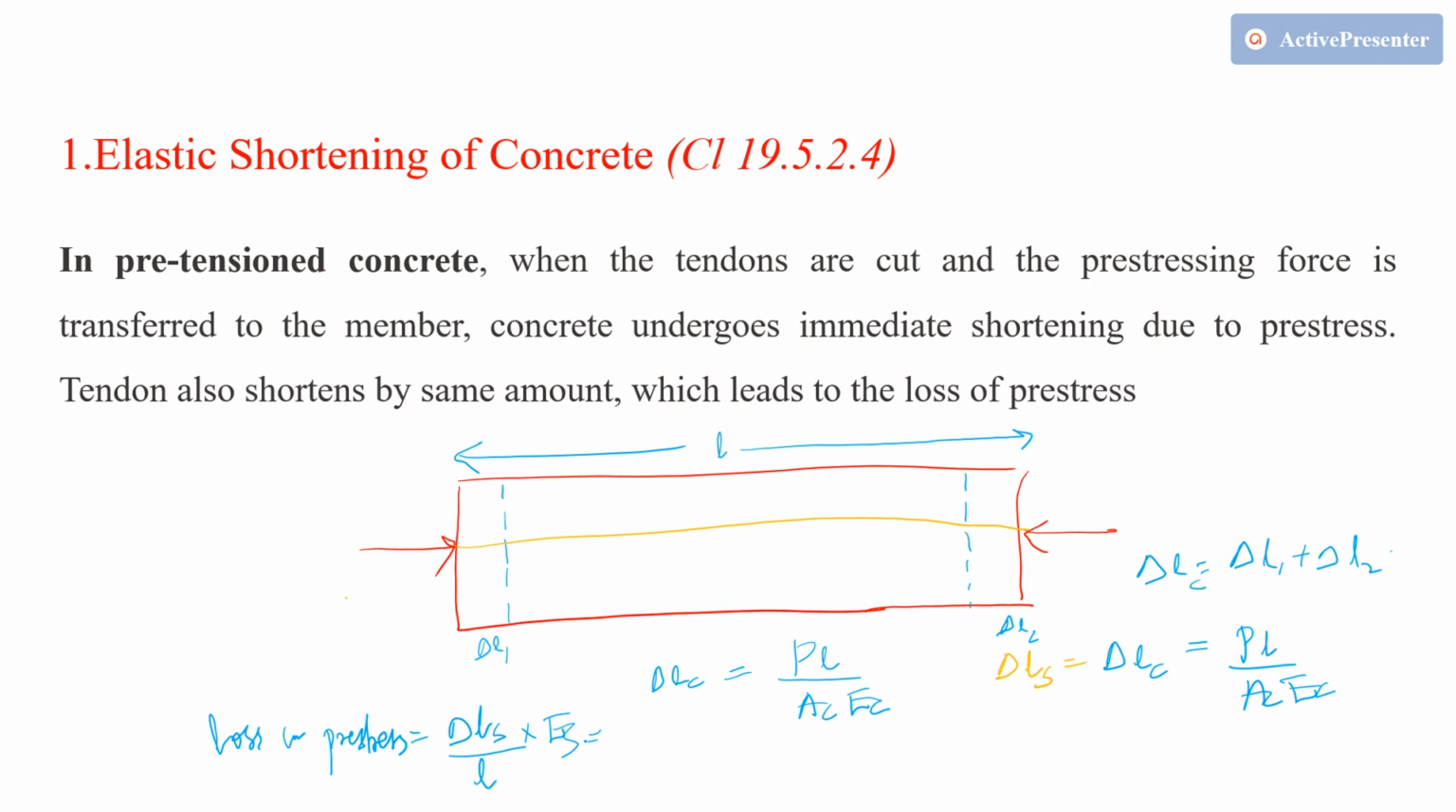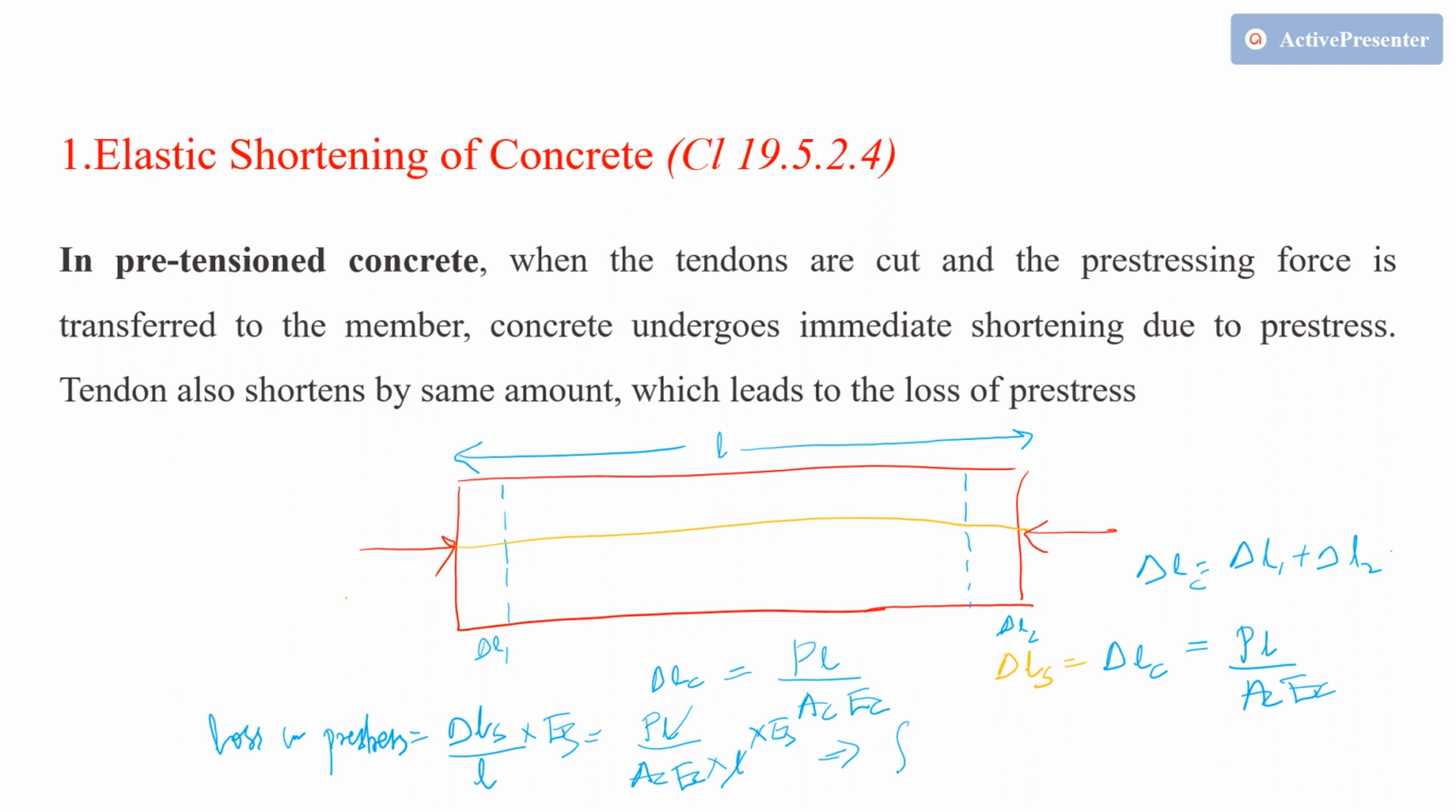But delta Ls I can write as what? It is equal to PL by Ac into Ec, that is delta Ls, into 1 by L into Es. So this and this will get cut, which means I can write P by Ac Ec into Es. That is P by Ac, that is your stress, that is pre-stress.